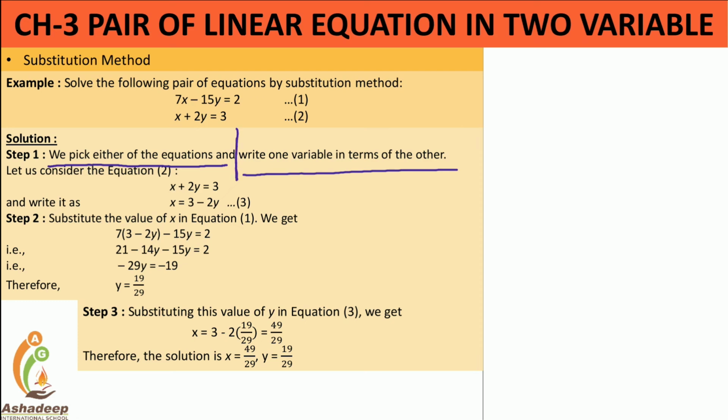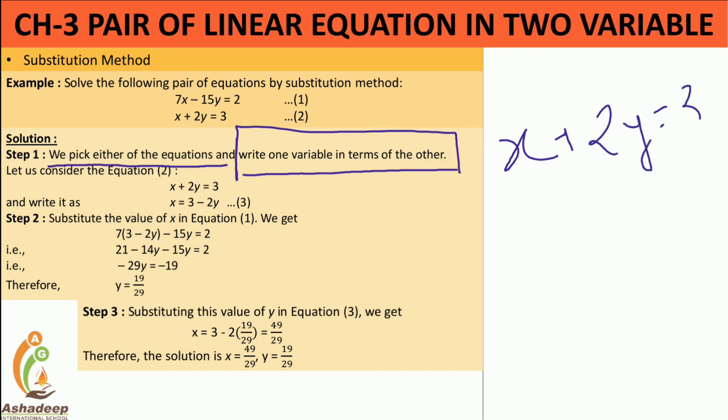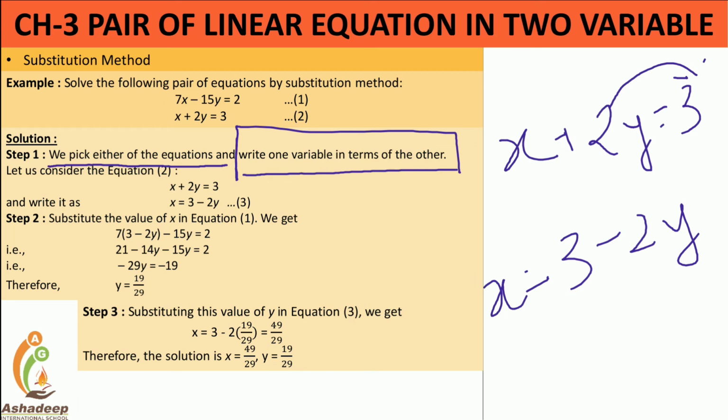Now what does it mean? Let's check. x plus 2y is equal to 3. Now 2y goes to the other side, it becomes minus. So x is nothing but 3 minus 2y. See here, this is equation number 3. Now put this equation number 3 in equation number 1.